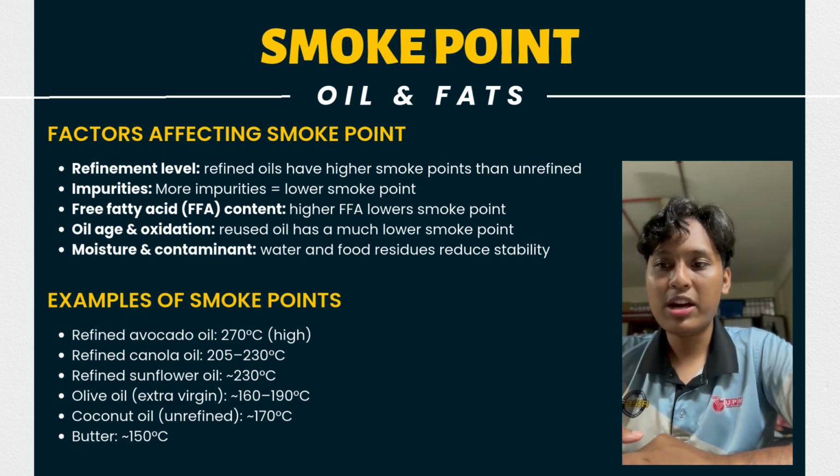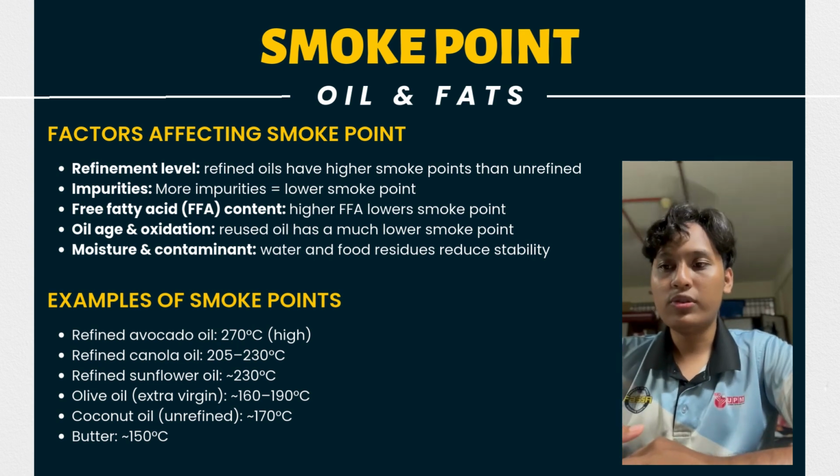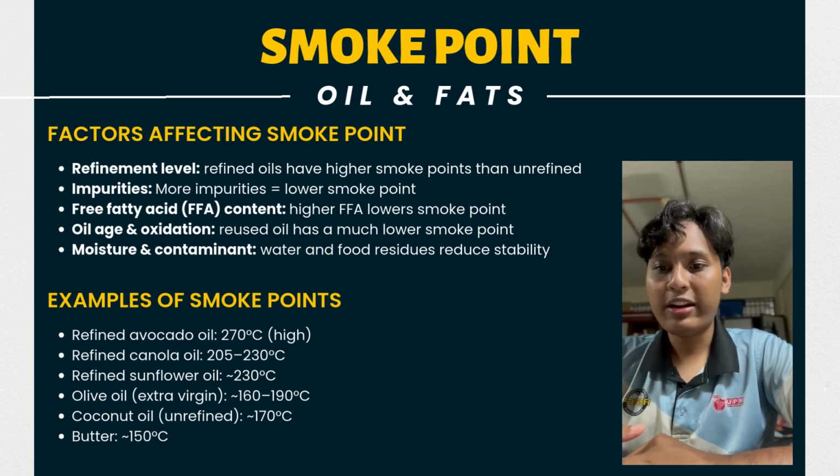Reused oil has a much lower smoke point. And lastly, moisture and contaminants: if oil has water and fluid residue, it will reduce its stability. So let's look at an example of smoke point. Refined avocado oil has a high smoke point, while butter has a lower one.